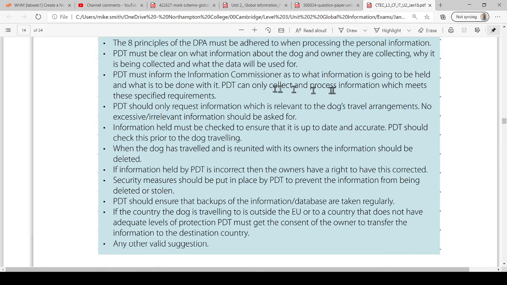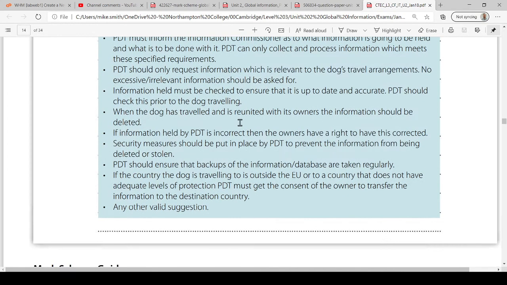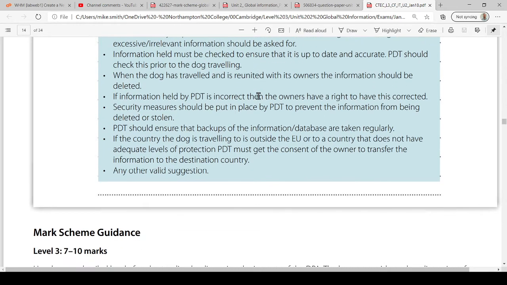So the case study again must inform the Information Commissioner as to what they're going to do with this information, and only collect and process the information that meets these specific and specified requirements, okay? You should only request information that's relevant. It must be checked to ensure it's up to date, okay? These all link in to the principles of the Data Protection Act.